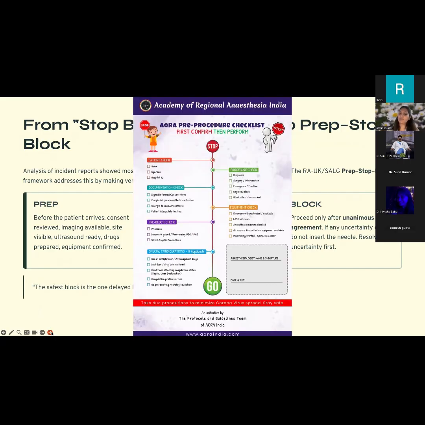We also have a recommendation from our own academy, AORA India, whose protocol and guidelines come up with first confirm, then perform, with a colorful checklist that tells what is a definite no-no and how to get from red to green. You have a basic checklist where you can just click, and it is a print-ready form. It can be instilled into any of the case sheets with your own logos. Then make sure that all of these are done before proceeding with your blocks.